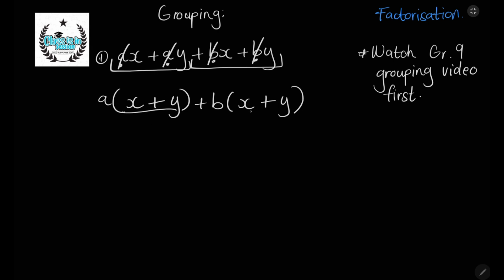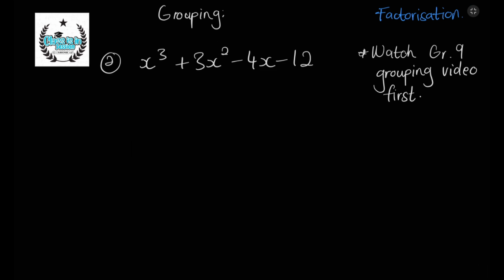So can you see that we have a(x plus y) and b(x plus y). You write the common bracket once, and then you write what's remaining. We are left with a plus b, which is what you did in the common bracket videos, both in grade 9 and grade 10. Let's move to the second example.